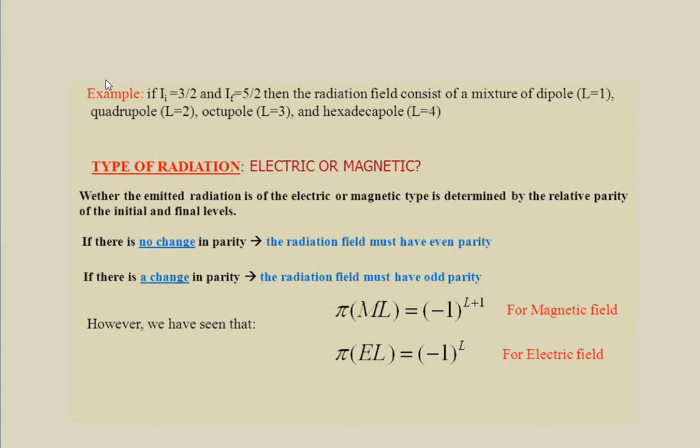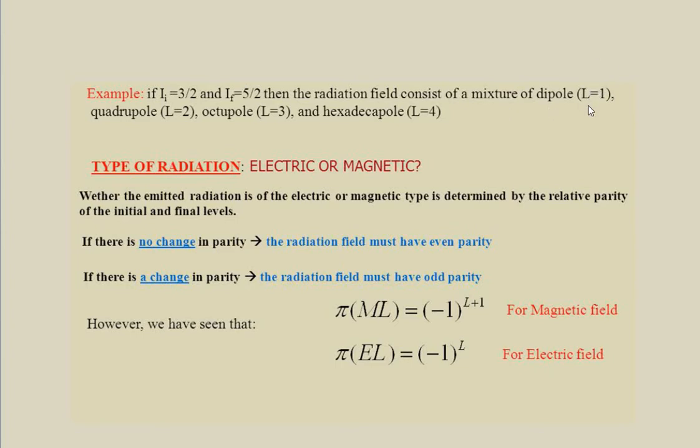So these are the possible values for the angular momentum of the photon. Now, there are two types of radiation, electric and magnetic, and they decide the parity. The parity of the initial nucleus and final nucleus will decide which type of radiation, electric or magnetic. The possible values are E1, that is dipole radiation with L equal to 1, then quadrupole, octupole and hexadecapole.